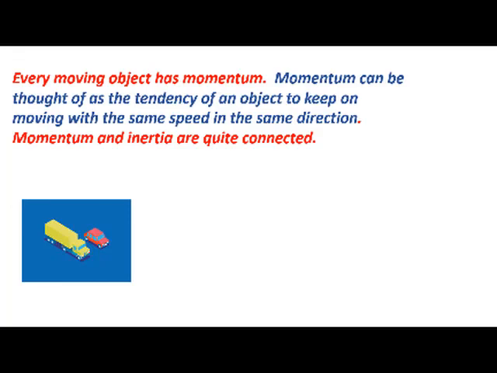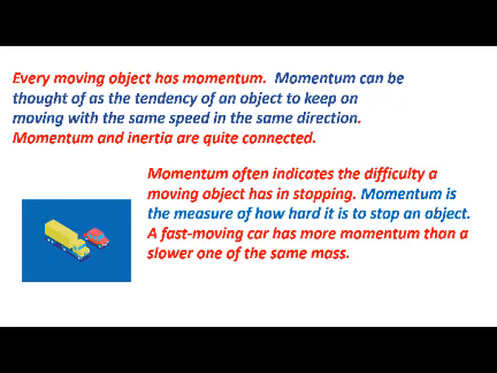Every moving object has momentum. Momentum can be thought of as the tendency of an object to keep on moving with the same speed in the same direction. So momentum and inertia are quite connected. Remember inertia: when an object is moving, it still wants to stay in a state of motion. Momentum often indicates the difficulty a moving object has in stopping. Momentum is the measure of how hard it is to stop an object. A fast-moving car has more momentum than a slow one of the same mass.